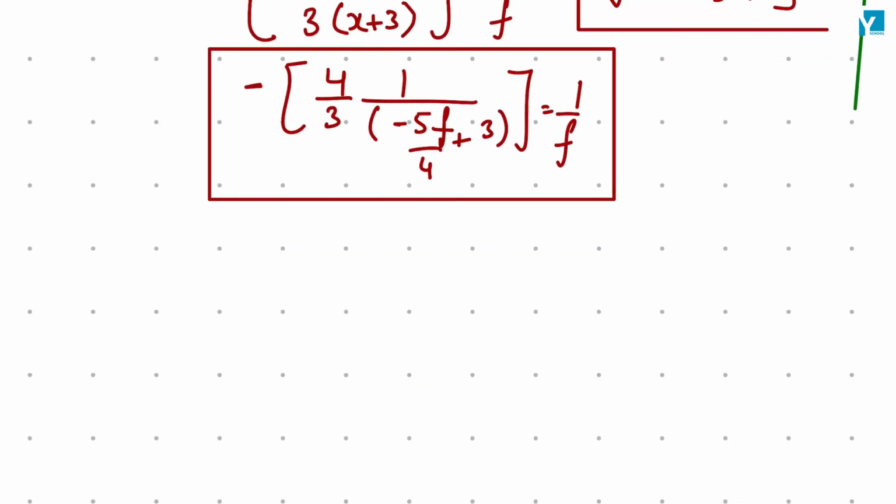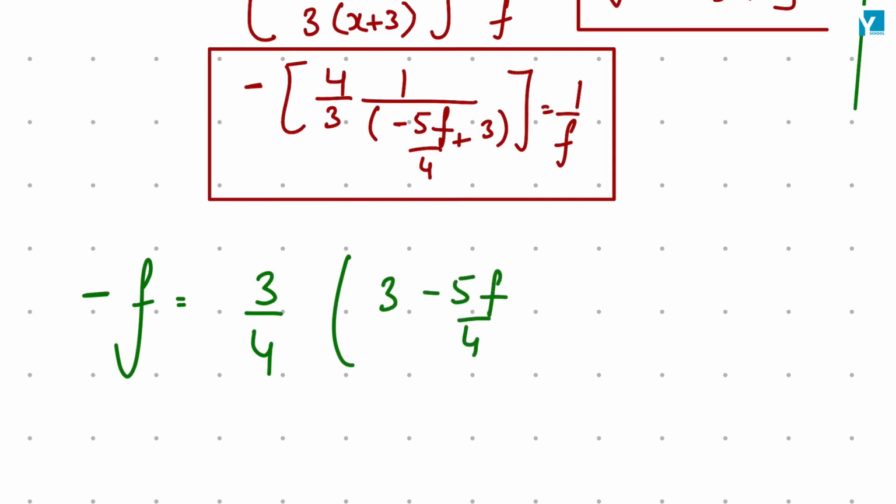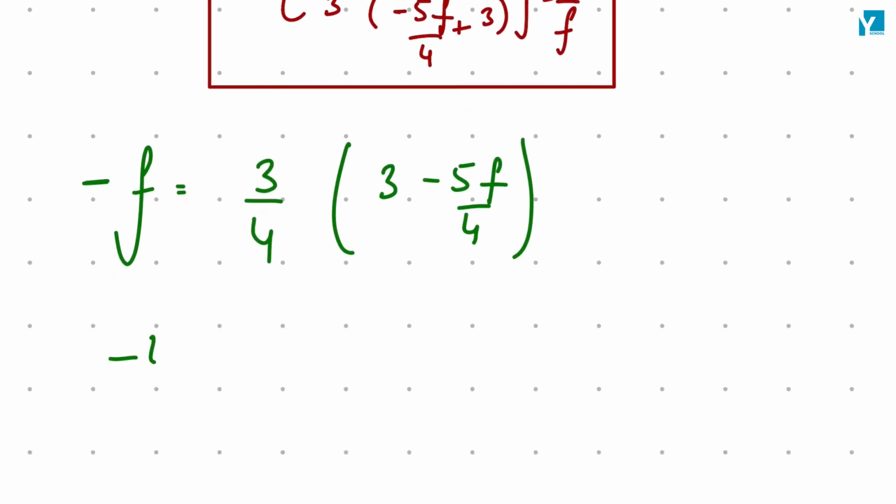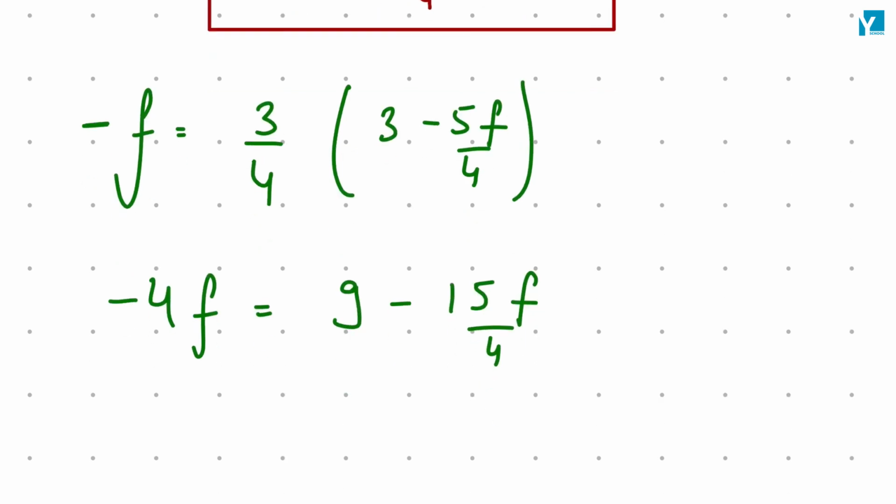Alright, so we have, can we turn this around? Can we turn this upside down? Yes, I think we can. F is going to be equal to, and I'll just give it the negative sign already, F is going to be equal to 3 by 4, 3 minus 5f by 4. This is how it looks like. Now it looks better. So minus 4f is equal to 9 minus 15f by 4.